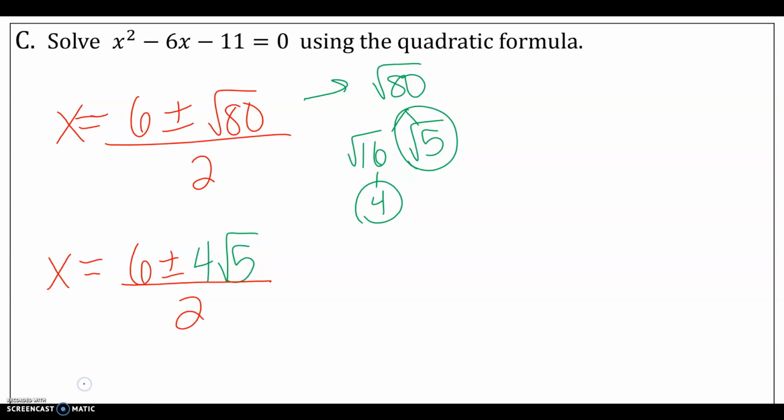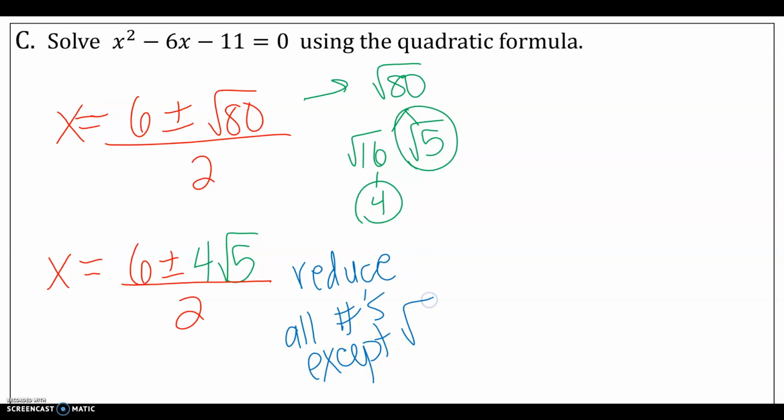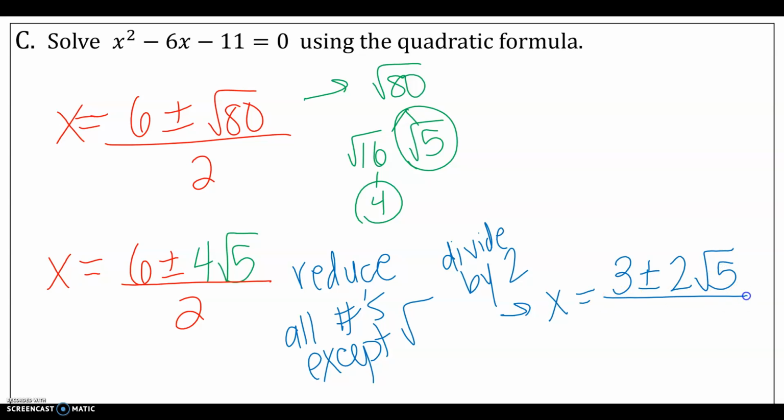And then obviously we need to reduce all numbers except the radical. So it looks like we're going to divide by 2 because those can all be reduced by 2. So our final answer would be 3 plus or minus 2 radical 5 all over 1. The 1's not needed, but I'm going to keep it anyway.